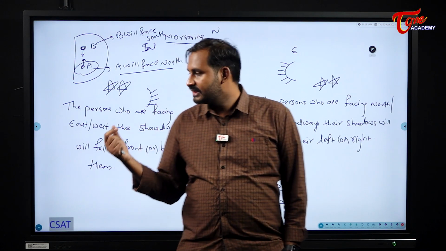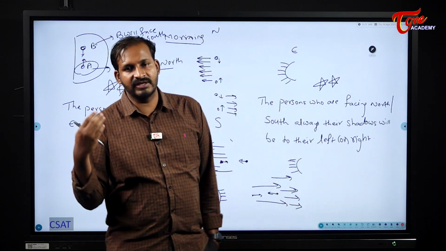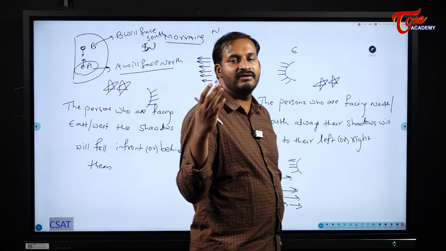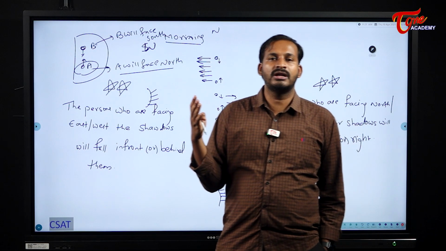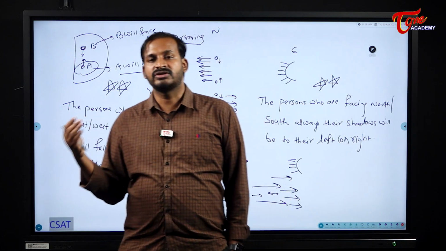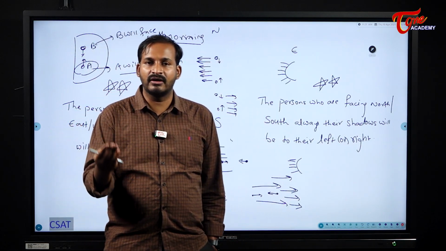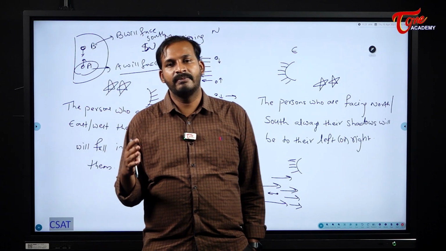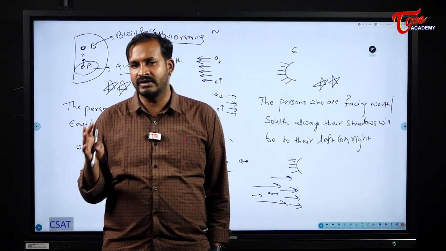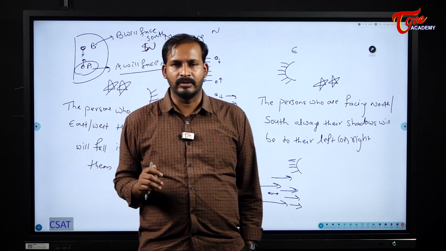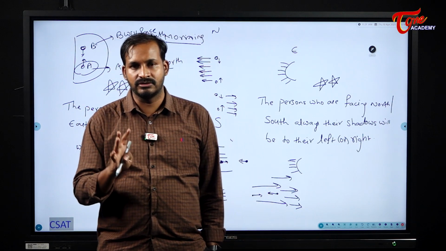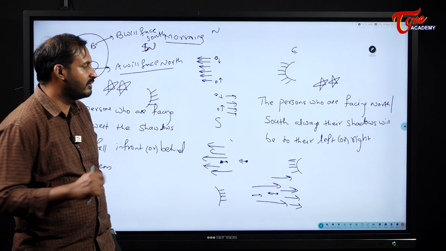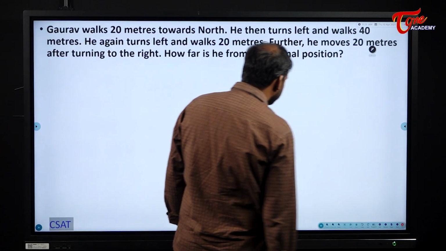And the next one is, if the shadows of the persons are falling to their left or right, definitely they will face either south or north. If the shadows of the person are falling in front of them or behind them, definitely they will face either east or west, depending on the situation, whether it is morning or evening. We will see that according to the problems. But these are the basic things which we should know before solving the problems of these directions. Understood? Now we will go to our problems.